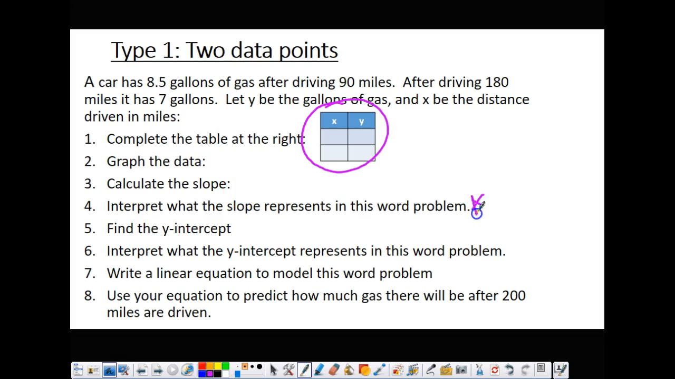Here's a new one. What does the slope mean? That one you might stumble with, but give it a shot. You can find the y-intercept. That's good. Interpreting what that represents, you might struggle with that a little bit because that's a word problem issue, but most of this, number 7, you know how to do it.